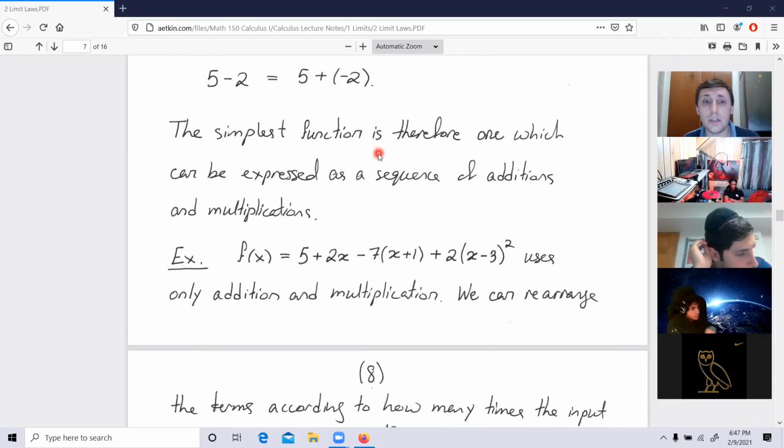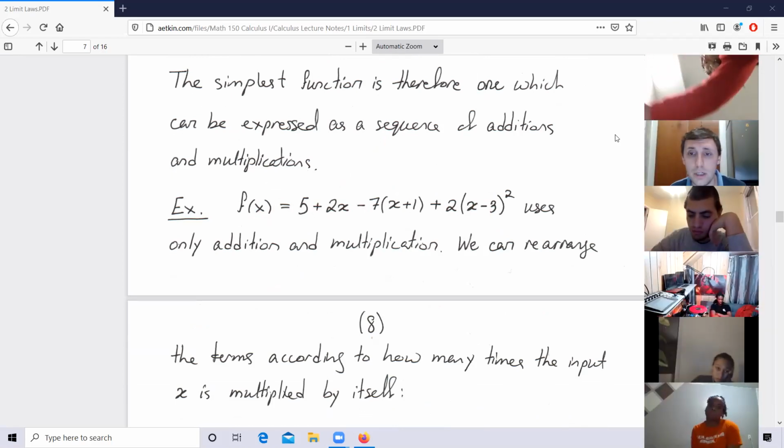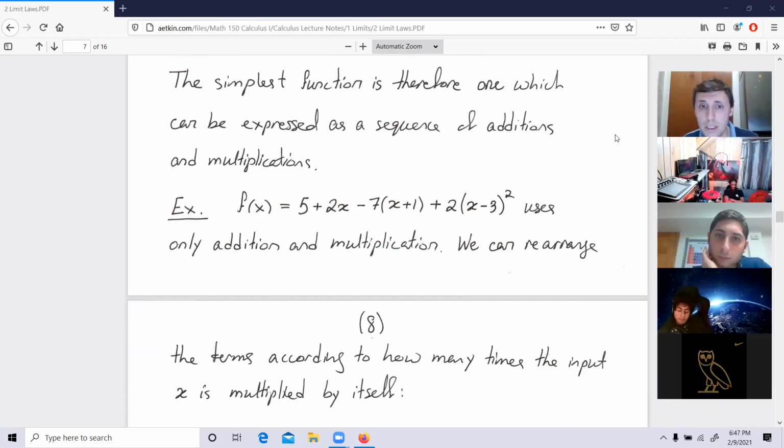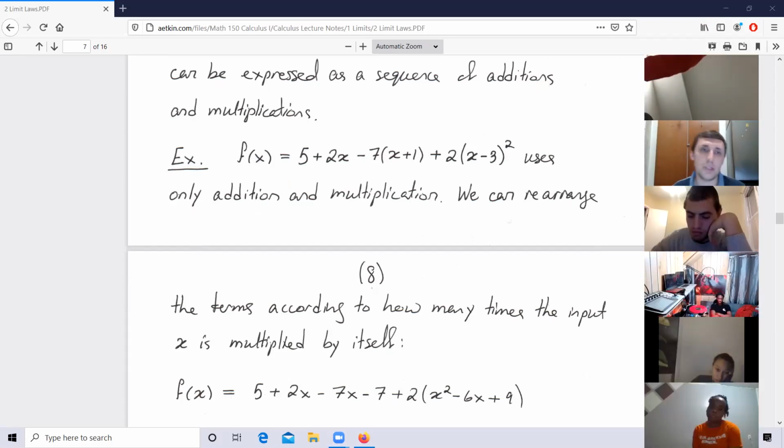So here, look at it, guys. This machine only uses addition and multiplication. Do you agree? Again, remember, I said subtraction is addition of a negative number. This is only using addition and multiplication. Good? Yes, wonderful.